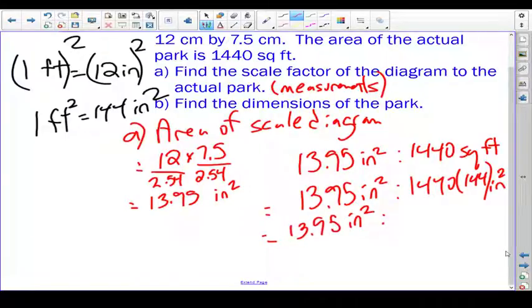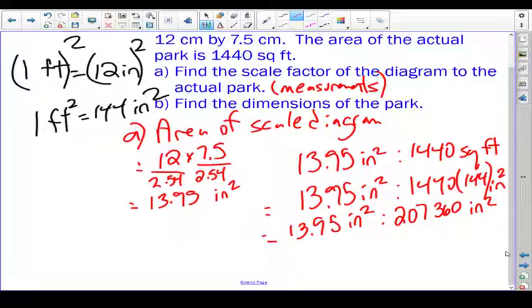What is 1440 times 144? 207,360. Okay, remember this is just to find the scale factor for the area. Well, to find the scale factor of the measurements, and we'll do both. There's still a little bit of math involved, and we'll get there.